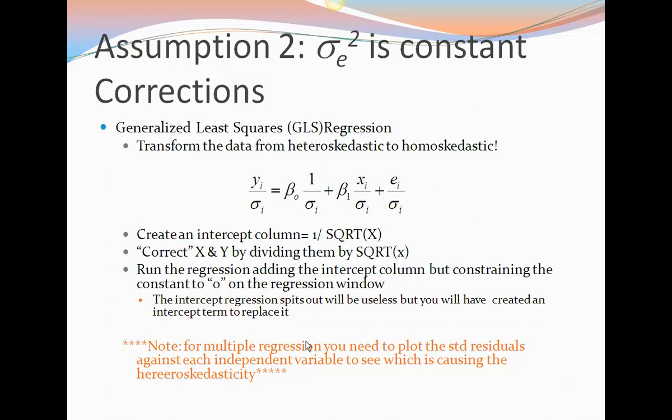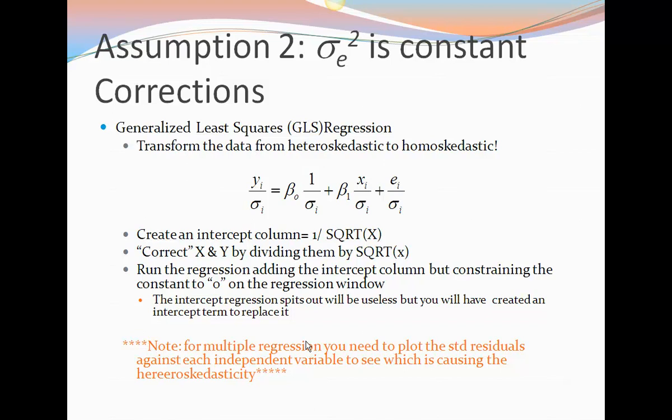So GLS is generally considered to be the superior way to go through and make these corrections. And I have a video that shows you how to run this in both Excel and SPSS. So the steps that are written here are for Excel: create a column, which is going to be your intercept column, 1 over the square root of x, and regress the corrected x's and y's by dividing them by the square root of x.